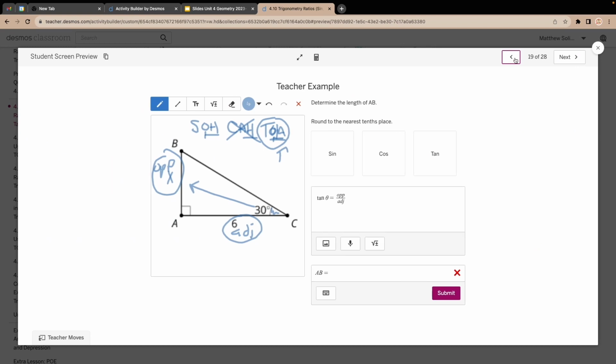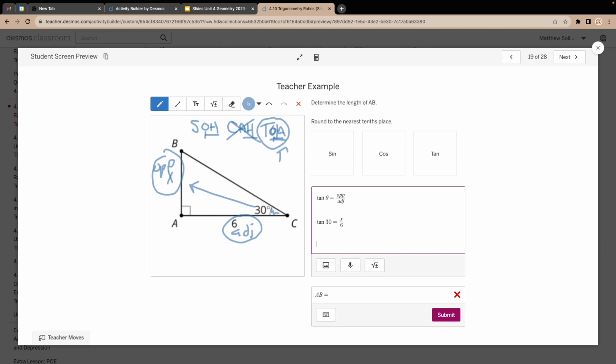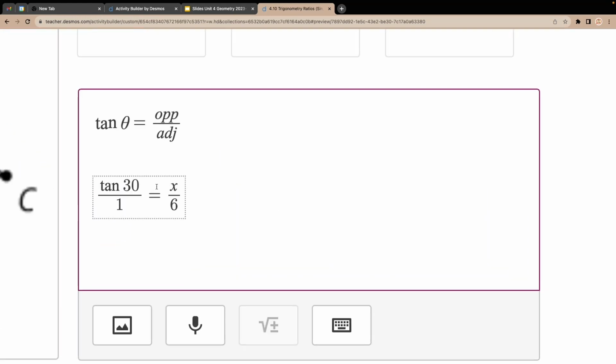Oops, let me go back. So I want to find AB. I don't know the opposite side, so my opposite side is going to be my x. Tangent, my theta is 30 degrees. Theta is the angle. The opposite side is x, and my adjacent side is 6. So all I have to do now in my calculator, if it helps you, think about this side as a fraction as well. And we could just cross multiply.